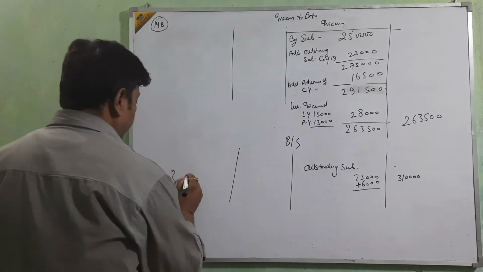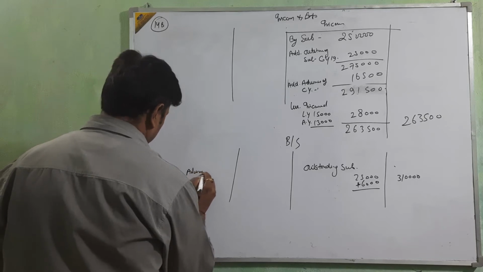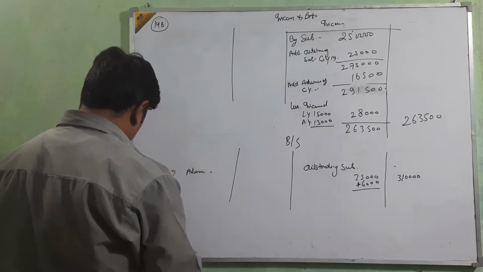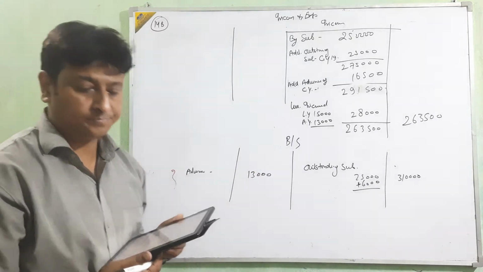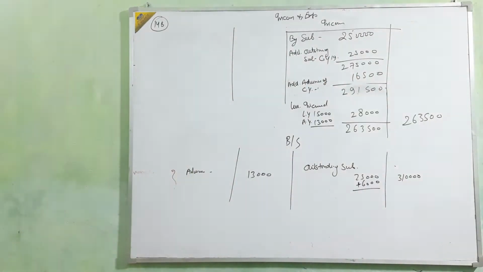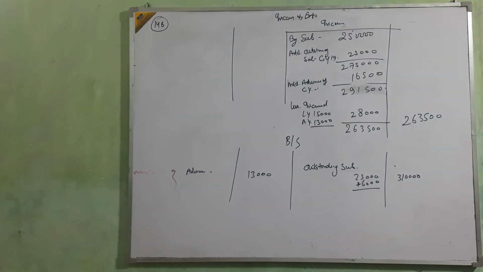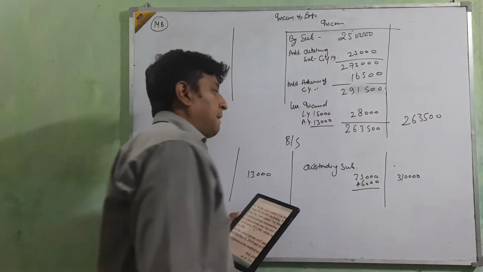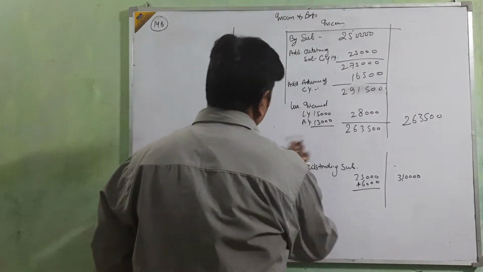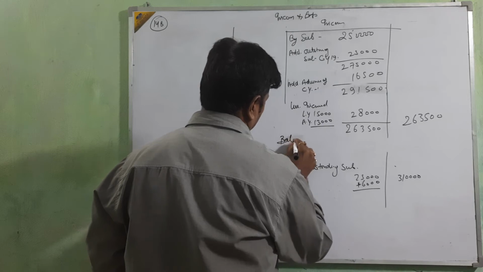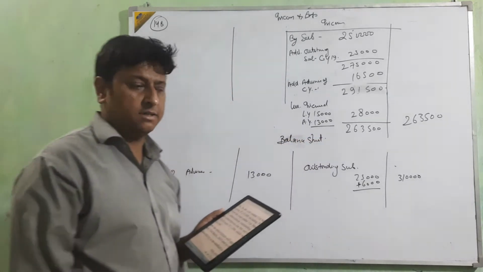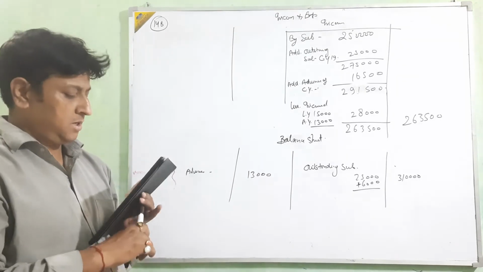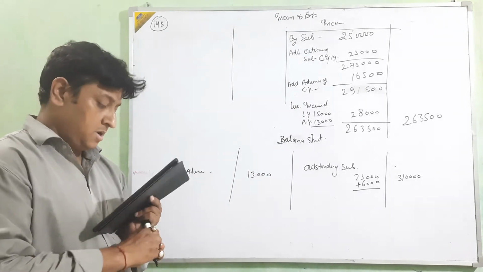And advance subscription 13,000. Clear? It's clear or not? Tell me about that. It's clear or not? Because it's very important. We can write in full. Okay, beta? Clear, both questions? No. I am going for the next.